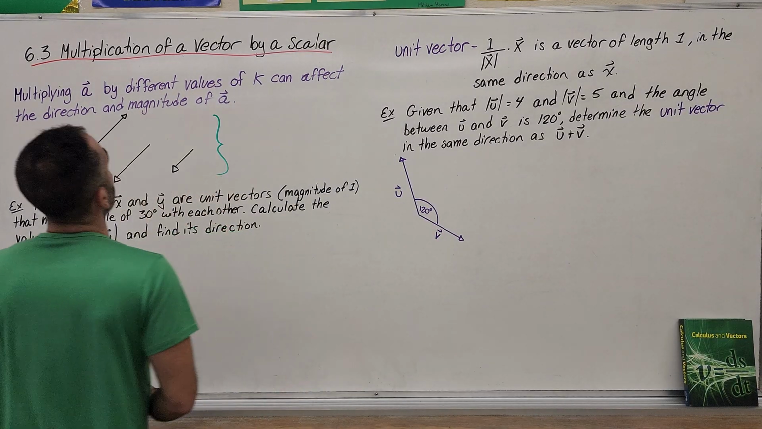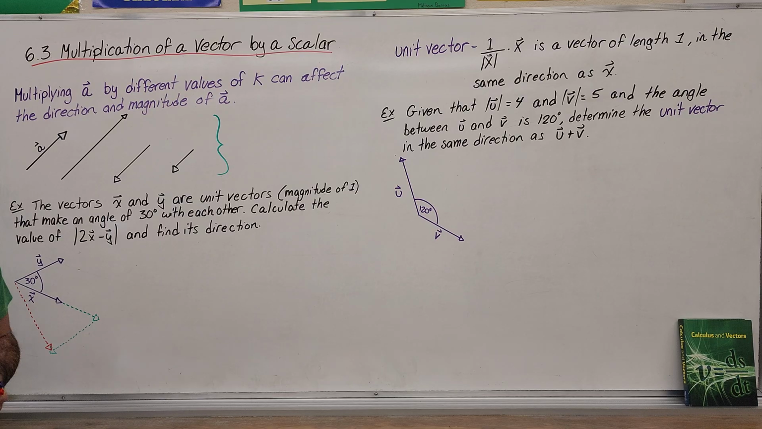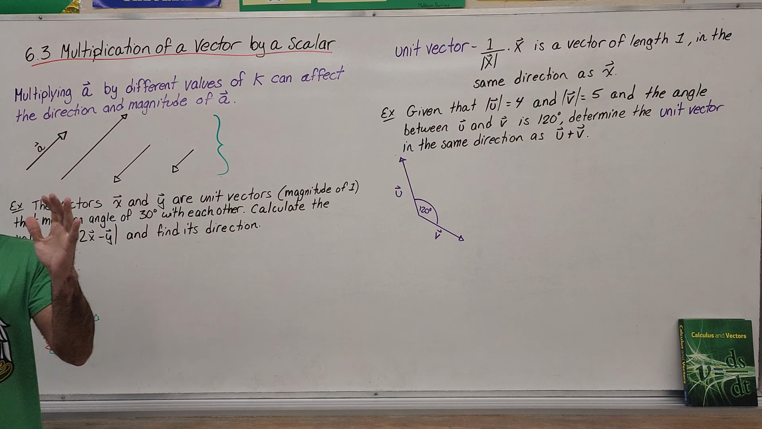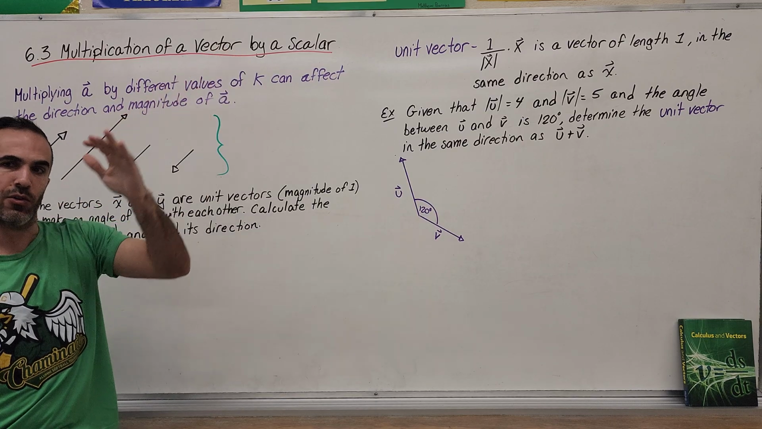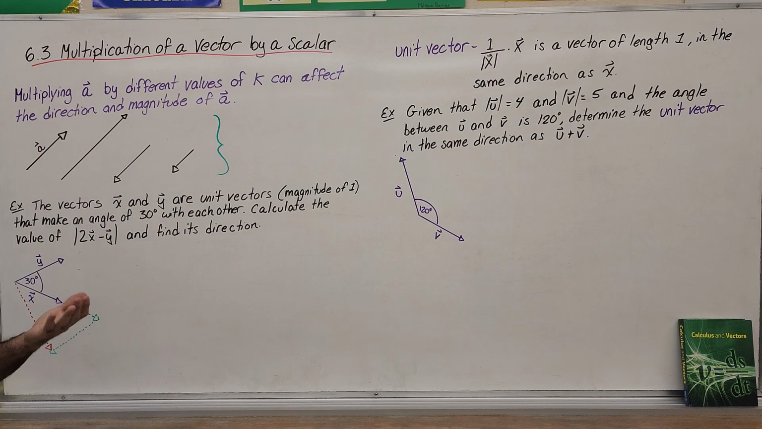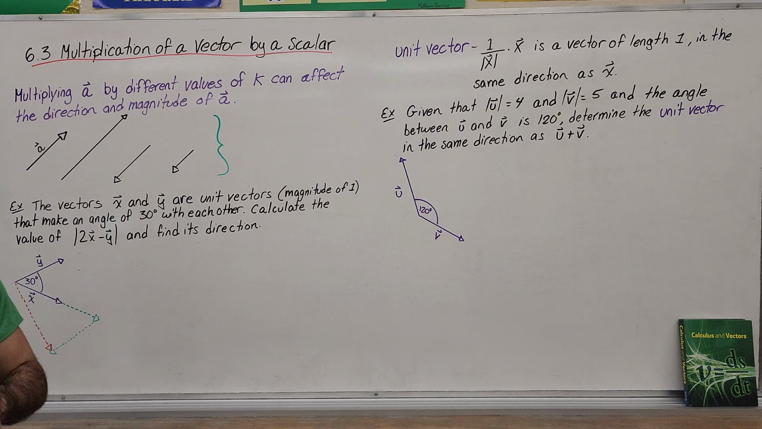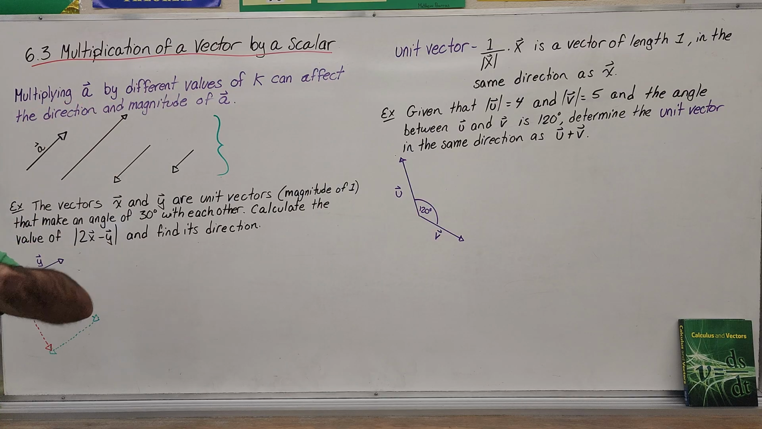Okay, 6.3, multiplying vectors by scalars. Taking any type of vector that we know the direction for, we can scale it bigger, or we can scale it smaller. Just multiply it by a number that isn't 1, and that's multiplying a vector by a scalar. Super easy. So we can multiply vector A by different values of k, being any constant, so it doesn't really change the direction, just changes the scale.